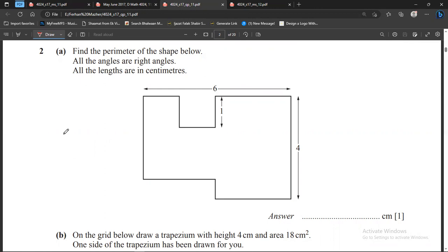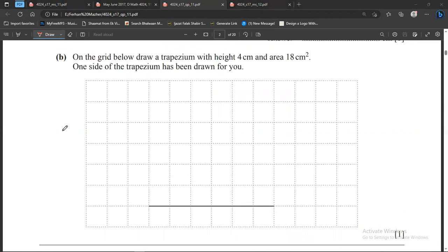So now we are going to the next question, question number 2, B part. On the grid below, draw a trapezium with the height 4 centimeter and the area 18 centimeter square. One side of the trapezium has been drawn for you. Now I know the area and I know the height and I know one side. This is 1, 2, 3, 4, 5, 6. This side is basically how much? 6. So I can find out the fourth side, the side which is parallel to this side.